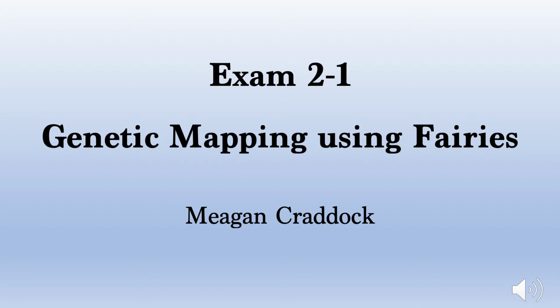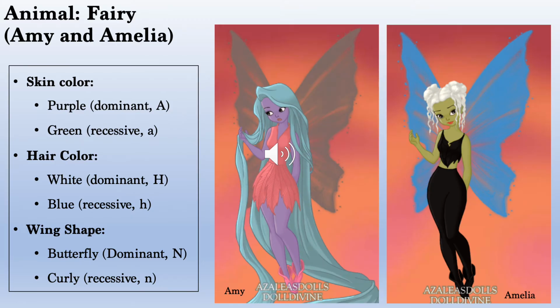Genetic mapping using fairies. This is Amy and Amelia. There are a few key alleles that make Amy and Amelia look the way they do.